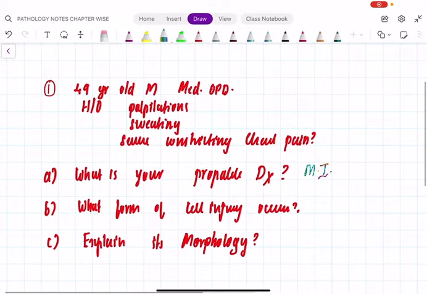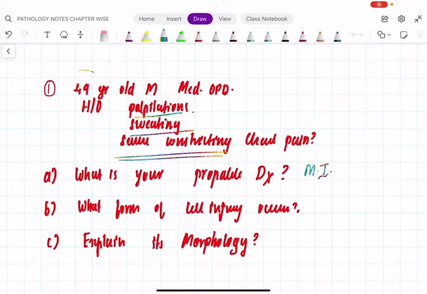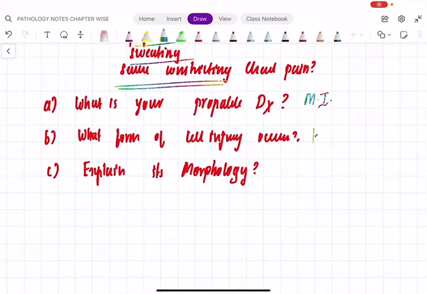Why? Because palpitation, sweating, severe constricting pain, 49-year-old male. It doesn't mean that no other condition will present with these symptoms. As of now, since we are discussing the questions from cell injury, we are discussing pertaining to that. Which form of cell injury? Irreversible. Myocardial infarction is an example of coagulative necrosis. And next, you are going to explain about the morphology. You can refer Robbins. In Robbins, what is written?